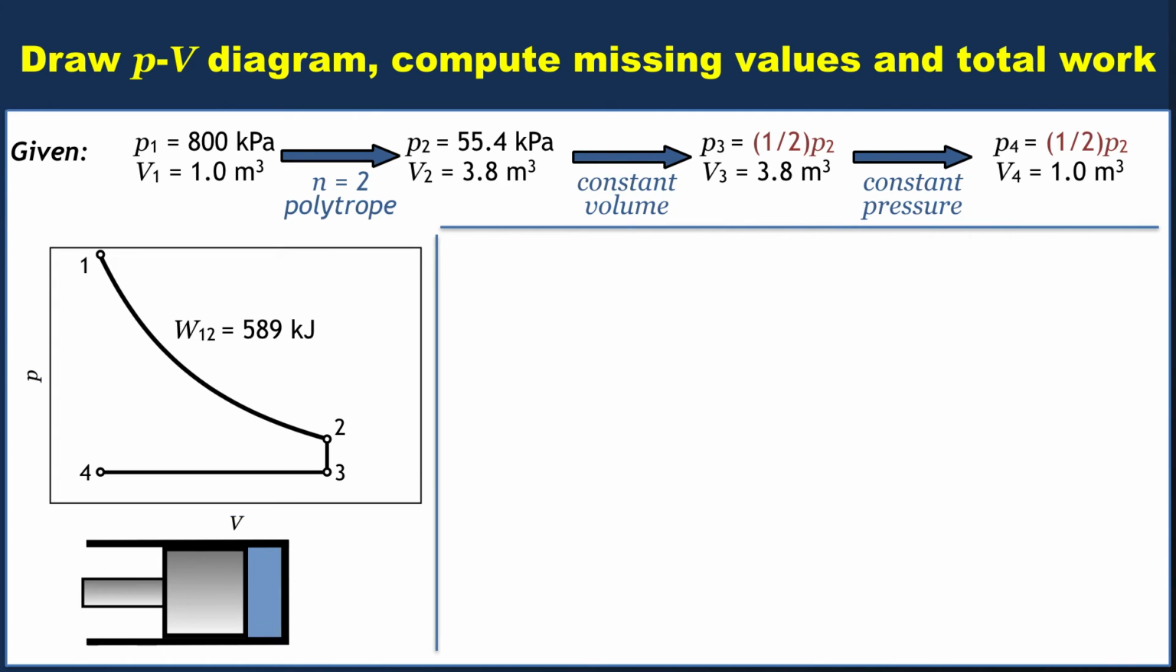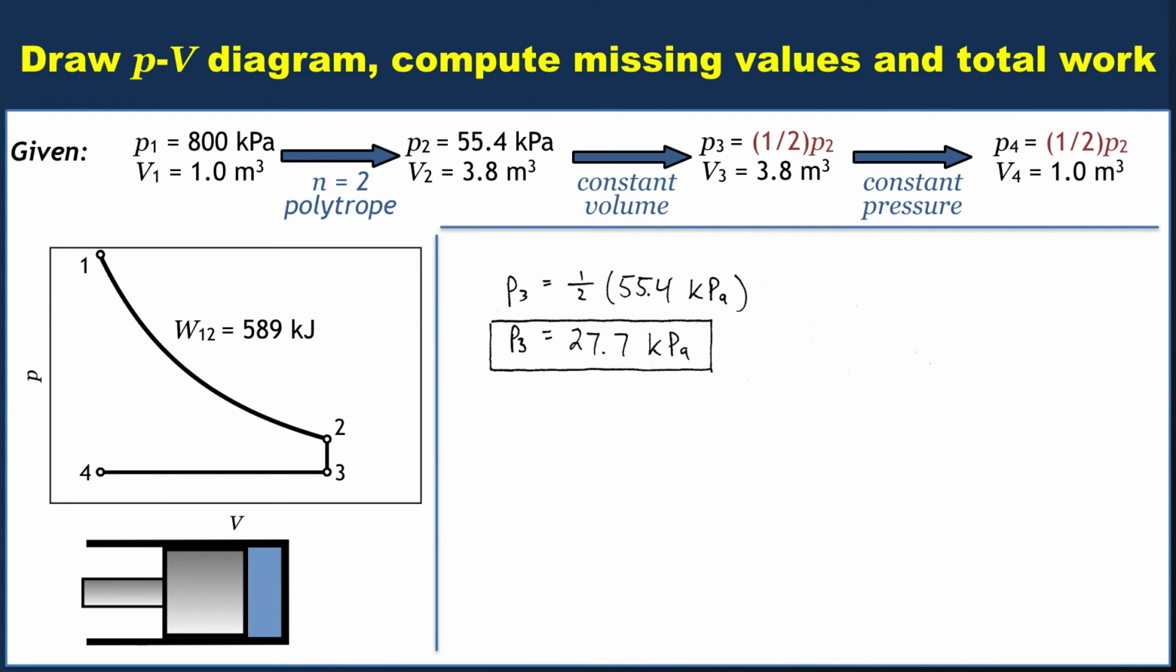Next step, figuring out P3. Oh, I like this calculation. P3 is 1/2 of P2. You put in the values, you get out that P3 is 27.7 kilopascals. Relatively straightforward. We'll write that at the top. What about the work in going from state 2 to state 3?